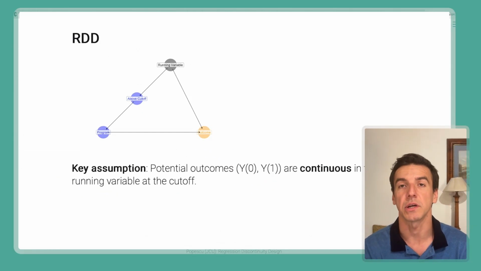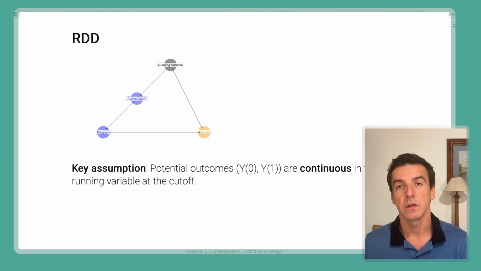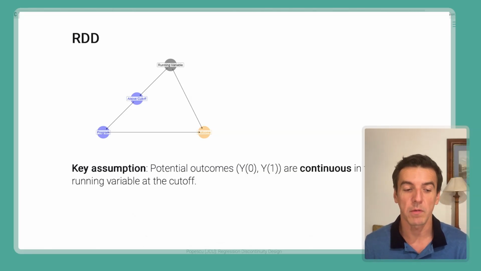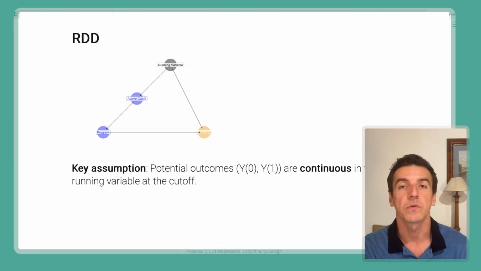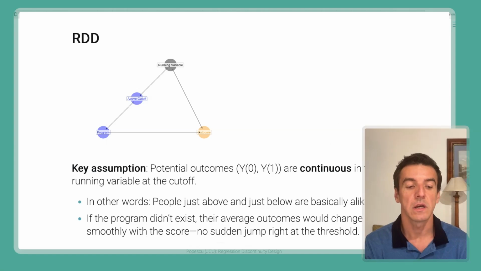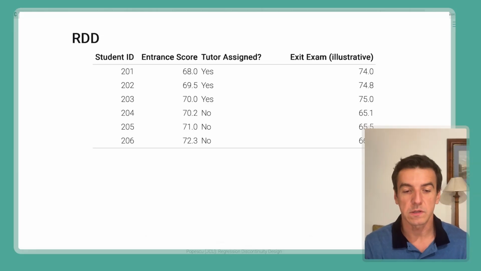The key assumption here is that potential outcomes, both y0 and y1, so the y0 from not being exposed to the program versus y1, the outcome from being exposed to the program, are continuous in the running variable at a cutoff. Of course, this is fancy jargon to essentially say that people just above and just below the threshold are very similar. Or if the program didn't exist, their average outcomes would simply change smoothly with the score, and you wouldn't see any sudden jump at the threshold otherwise.